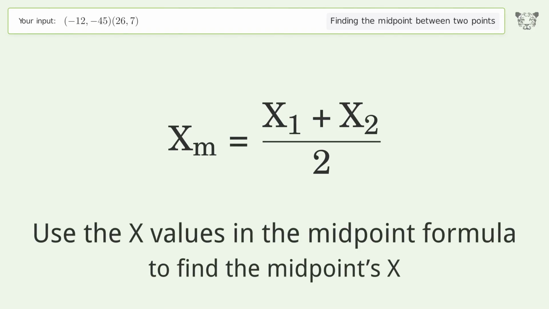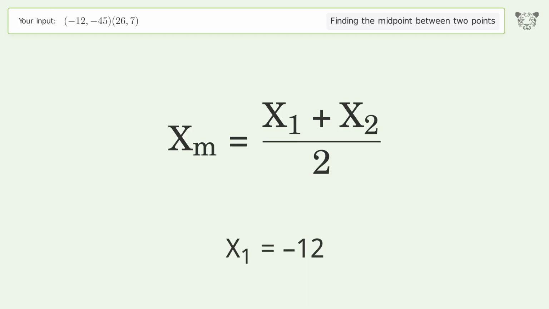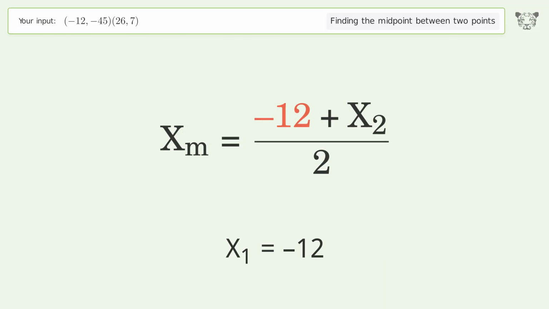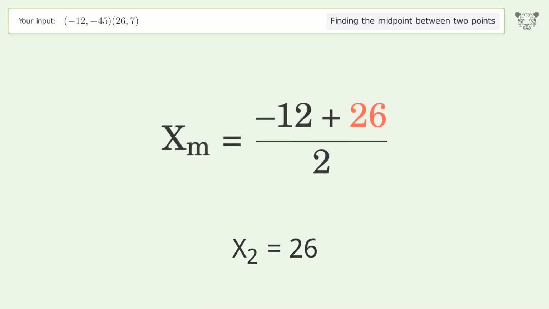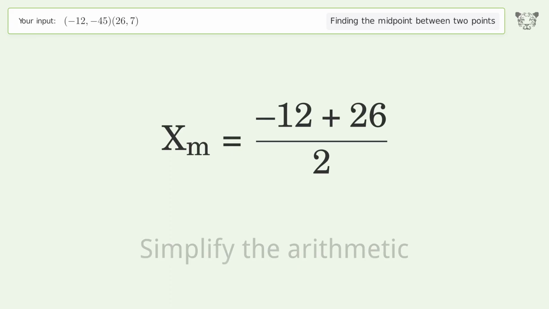Use the x values in the midpoint formula to find the midpoint's x. x1 equals -12. x2 equals 26. Simplify the arithmetic.